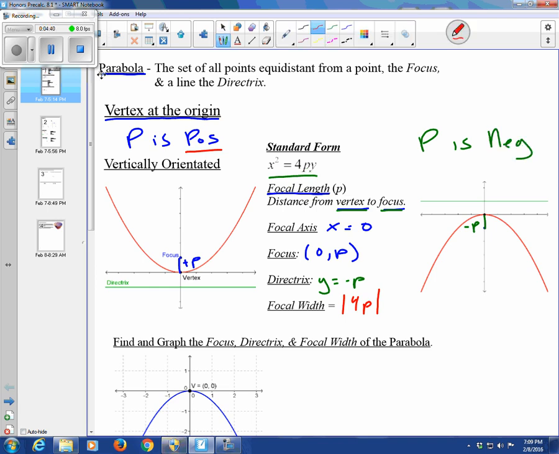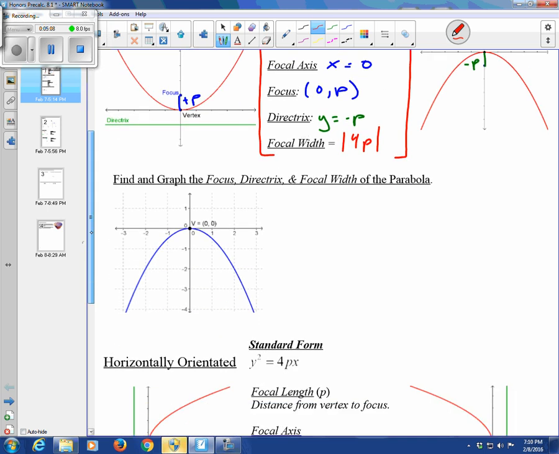Now, whether p is a positive length or a negative length, the way we've defined our equation, our focal axis, our focus, our directrix, and our focal width is going to be the same. So basically what we're going to see is the p-value being either positive or negative, determining the equation and the focus and the directrix.